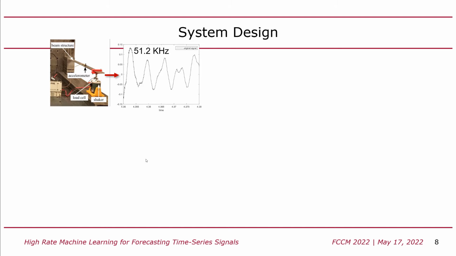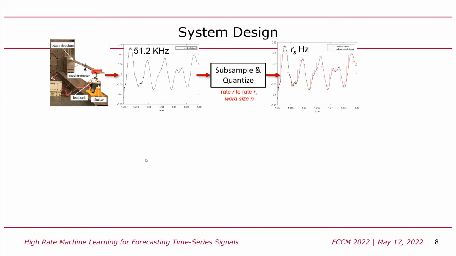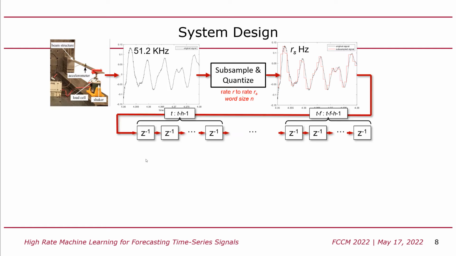So when deploying our forecaster, vibration measurements are read at their native sample rate R, which in this case is 51.2 kilohertz, and then they pass through a stage of subsampling to a new sample rate of R sub S, and quantized to a word size of n. R sub S and n are selectable parameters, as well as h and f. The samples are shifted into a serial to parallel converter, which is long enough to expose the most recent h samples seen, as well as the h samples ending with sample t minus f, which are the inputs used for each of the two forward passes.